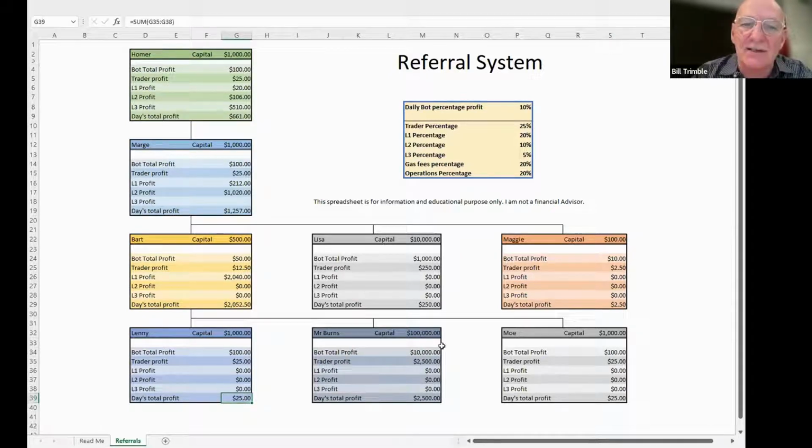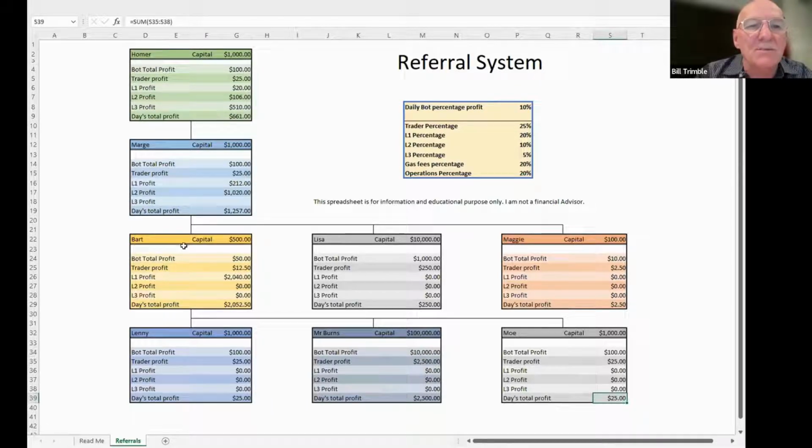Mr. Burns put 100 grand in. His bot, the bot made for him $10,000. 25% of that is $2,500. So he's made $2,500 on the day. And Mo, he put 1,000 in. The bot made 10% for him, which is 100. 25% of that, $25. So Mo has made $25.